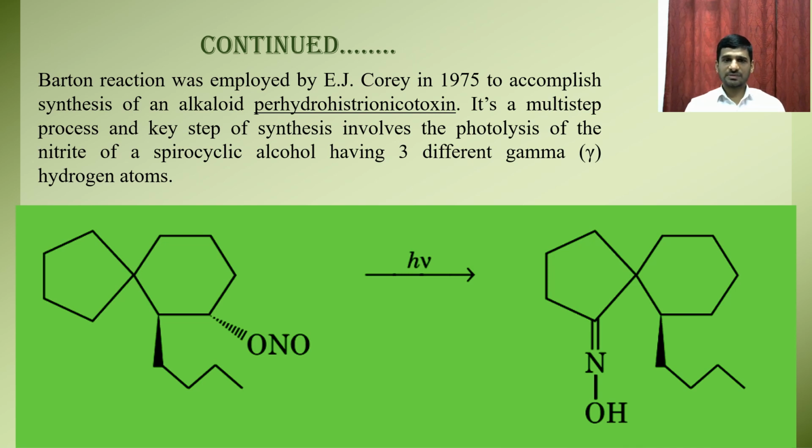synthesis involves Barton reaction. Okay, it involves the photolysis of the nitrite of a spirocyclic alcohol which is having three different gamma hydrogen atoms. So synthesis of an alkaloid perhydrohistrionicotoxin involves photolysis of nitrite of a spirocyclic alcohol which is having three different gamma hydrogen atoms. The reaction is displayed in this image. You can note it down.